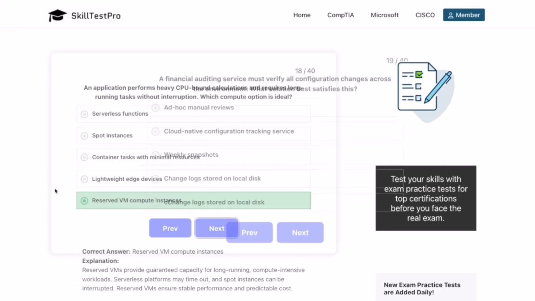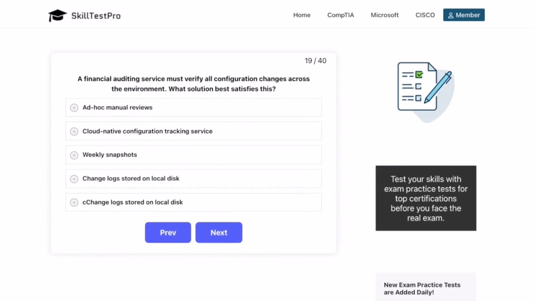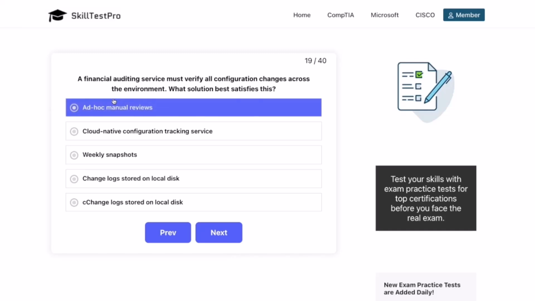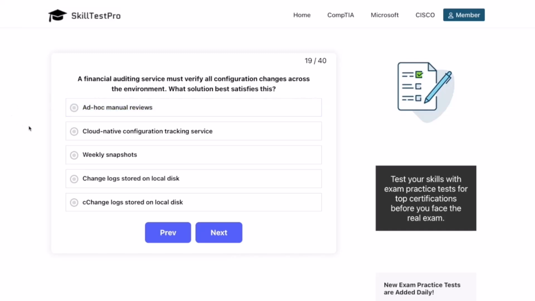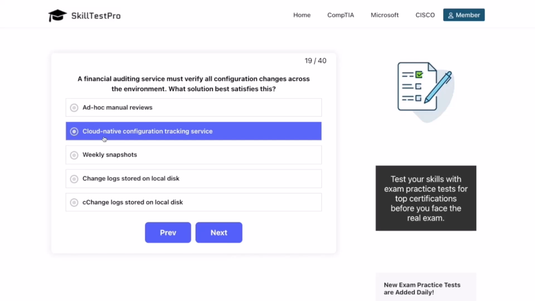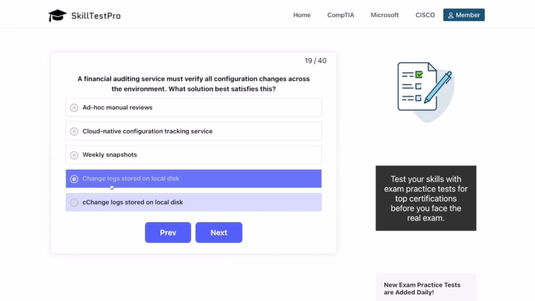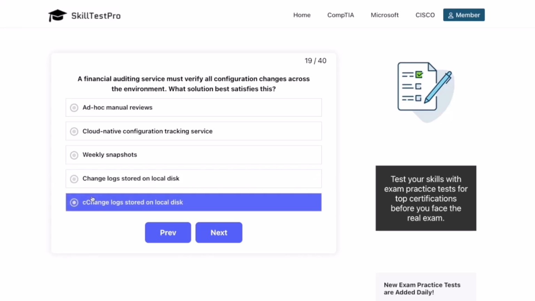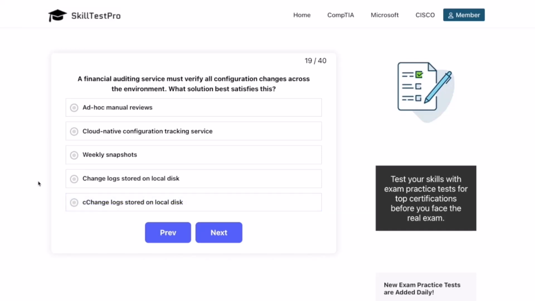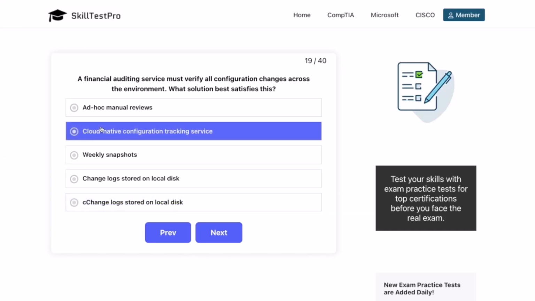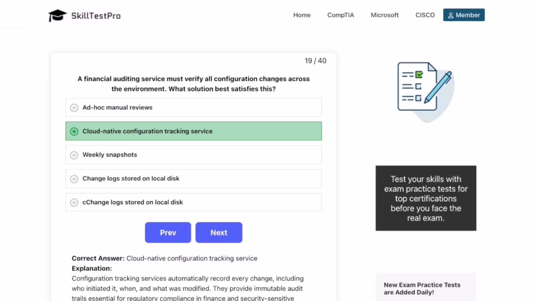All right, question 19. A financial auditing service must verify all configuration changes across the environment. What solution best satisfies this? Ad hoc manual reviews? Cloud native configuration tracking service, weekly snapshots, or change logs stored on local disk? The correct answer is cloud native configuration tracking service.